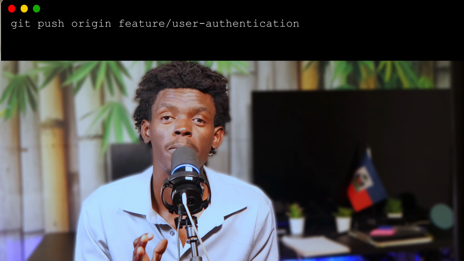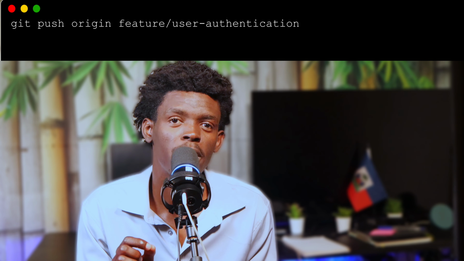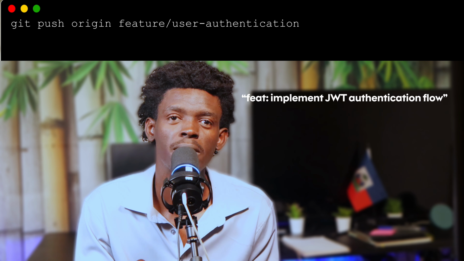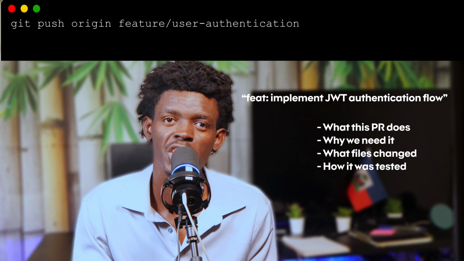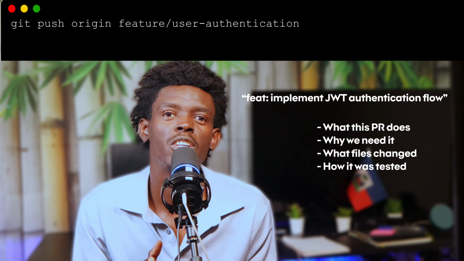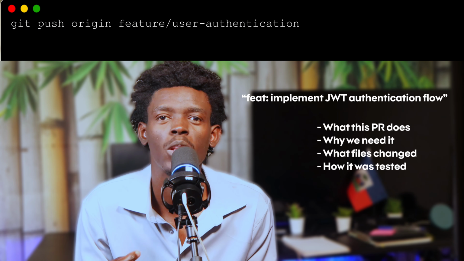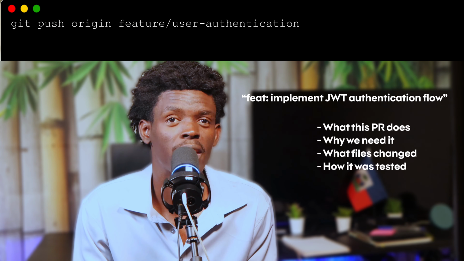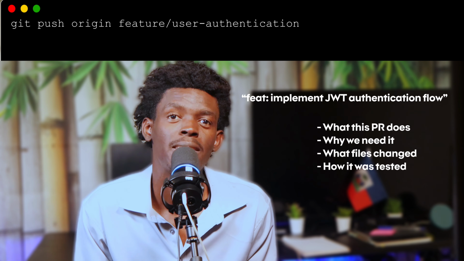When I push, I don't just open a random pull request. A pull request is a proposal. It's a technical explanation of what changed. My PR always includes a clear title. Then, in the description: what this PR does, why we need it, what files changed, and how it was tested. If it is a UI change, I can include some screenshots. If it is a backend change, I can include some example requests. The reason I do all of this is because reviewing code is easier when context is clear. That's how you make your teammates' lives easier.